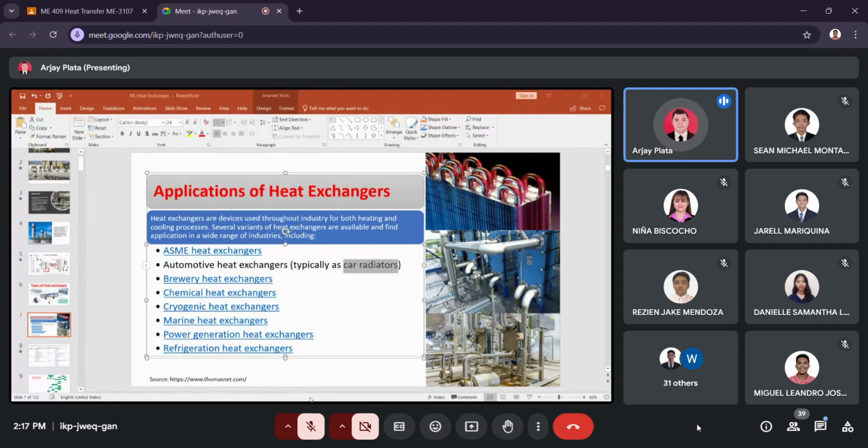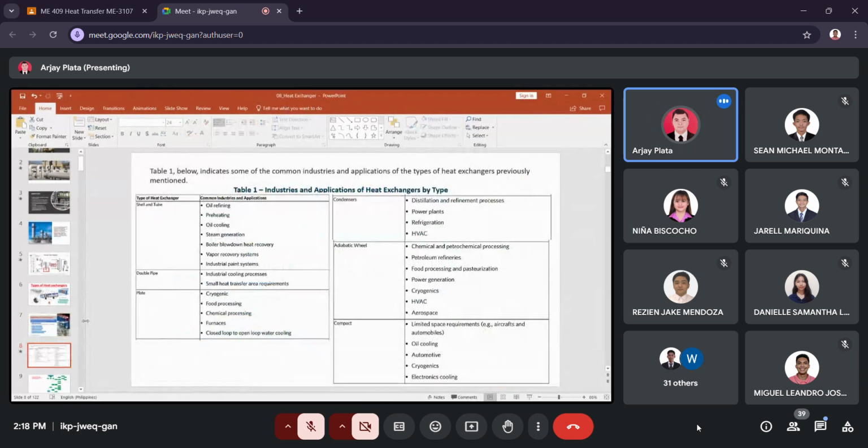As a matter of fact, I have listed here some common industry applications with the corresponding type of heat exchanger. For example, shell and tube is commonly used in oil refining, preheating, oil cooling, steam generation, boiler blowdown heat recovery, vapor recovery systems, and industrial plant systems.